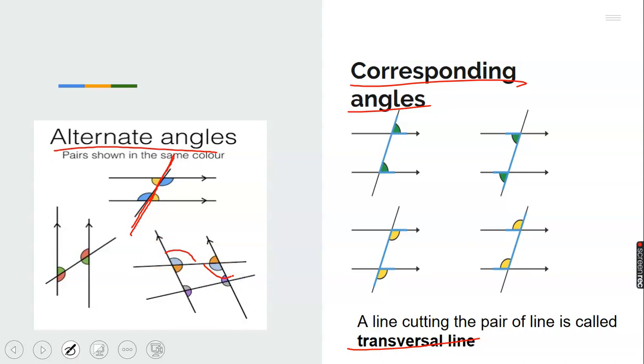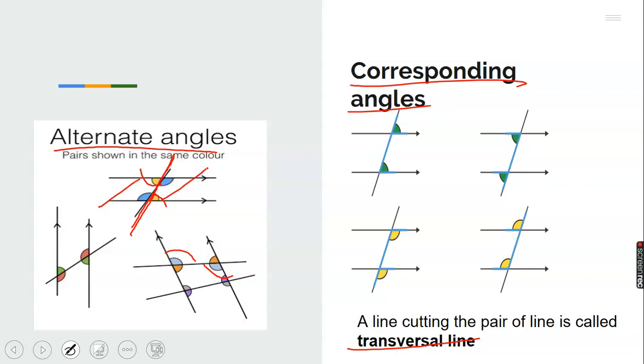You can see this place, this color and this color. It means they are alternate, just like when one is facing down, the other one is facing up. You can see that. That is alternate angle. Check them by the color. You will see that they are alternate. They are facing oppositely. When one is facing this side, another one is facing this side.